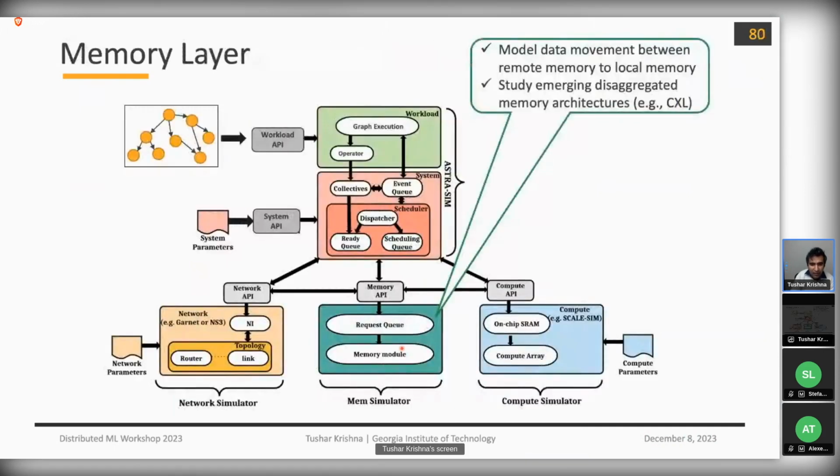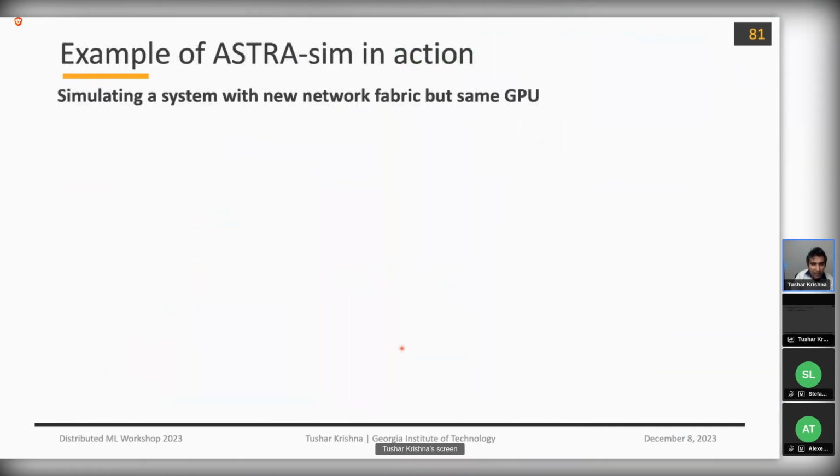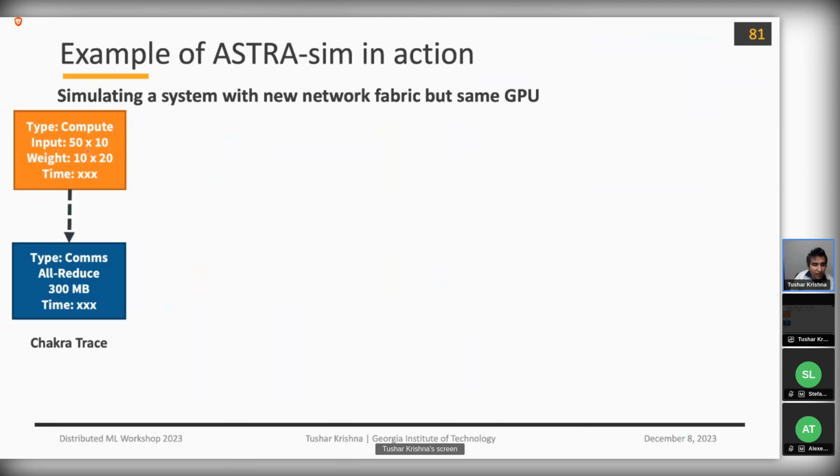So let me put it all together, right? How does AstraSim work? The idea is really the following, right? Suppose I have a system today and I want to study what would happen if I were to have a new network fabric in the next generation, but I have the same GPUs. So this is what we are trying to do. So let's say this is my Chakra trace.